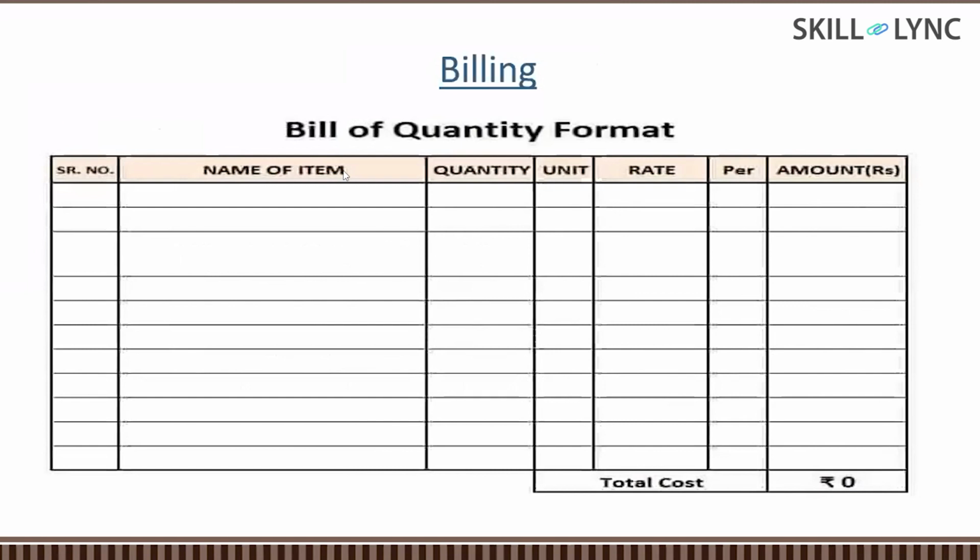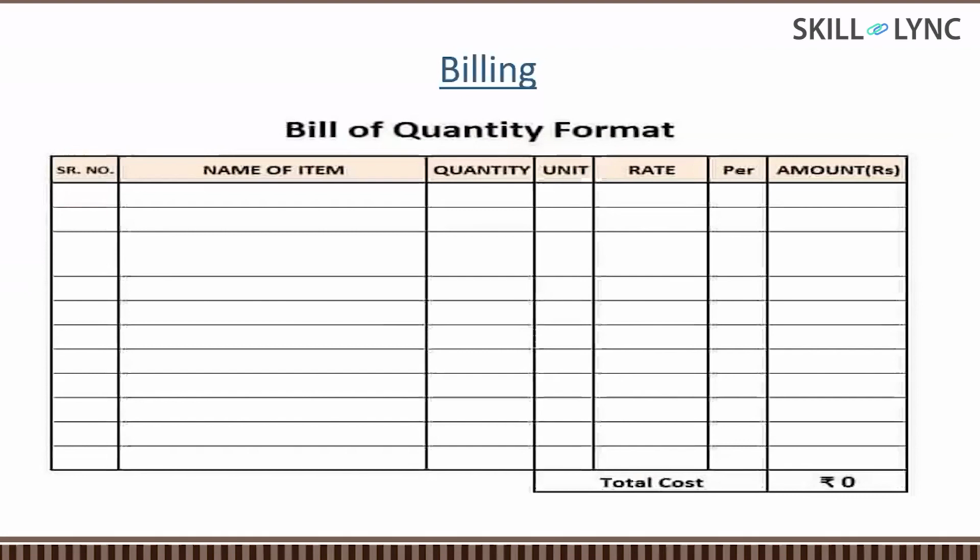Everything will be coming under this name of item. Then we will have the quantity, whatever work we have completed, suppose in one month, that we will be covering in this quantity. Unit of measurement is very important, because the unit is very important.